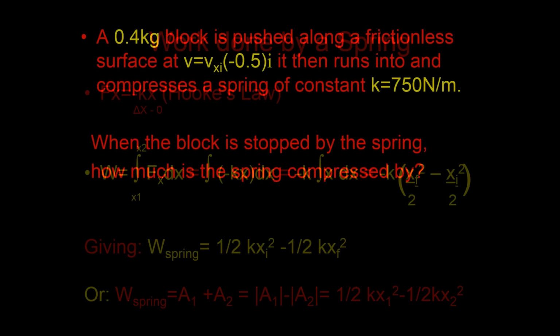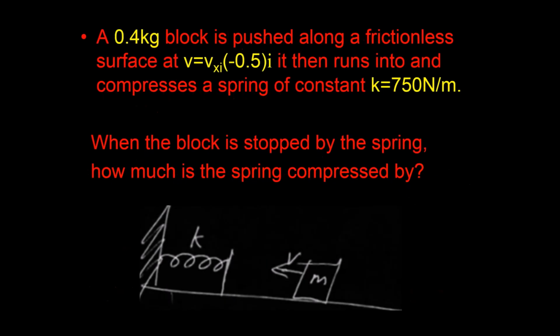So let's take a look at a problem. Here we have a 0.4 kilogram block that's pushed along a frictionless surface, and here we have this function of v equals vx i, which is negative 0.5 in the i direction, so in the x direction. This is given in unit vector notation. PowerPoint doesn't like the hats. It then runs into and compresses a spring which has a spring constant k of 750 newtons per meter.